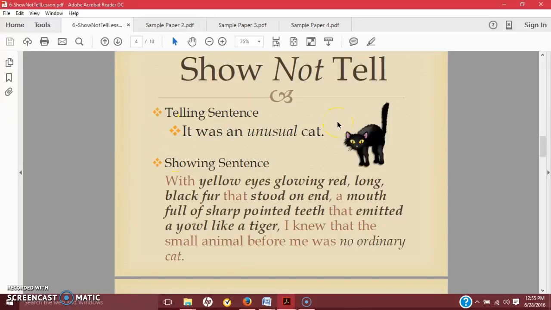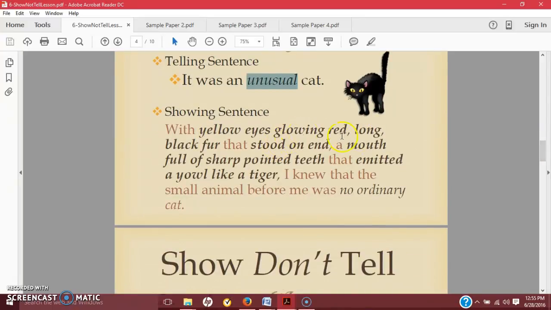So for this activity, it was an unusual cat. This part here is the most showing part of the telling sentence. How was it unusual is what I would ask you in a paper. Then how you could respond is telling me specific details, parts of its body. Remember those other activities we just did? These are the yellow eyes glowing, fur stood on end, sharp pointed teeth, yowl like a tiger. So there's kind of beauty to these sentences, but also specificity.